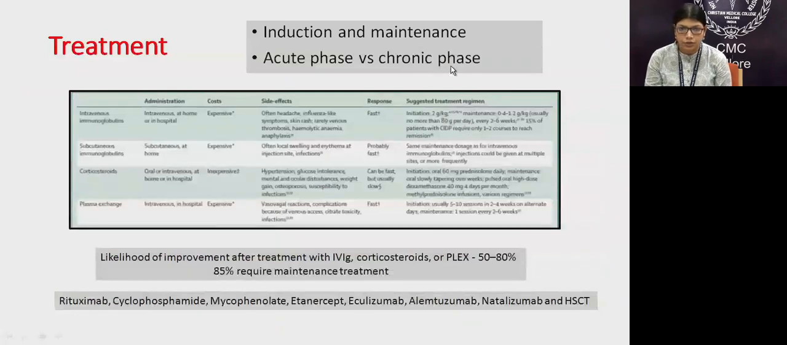So treatment has an induction and a maintenance phase. Induction is to bring the patient into remission, and maintenance is to sustain the immunomodulation so that there are no relapses. So apart from IVIG and plasma exchange, corticosteroids are important in CIDP, and they are often used for both the induction as well as the maintenance phase. Apart from corticosteroids, rituximab, cyclophosphamide, mycophenolate, and azathioprine are the other maintenance therapies.